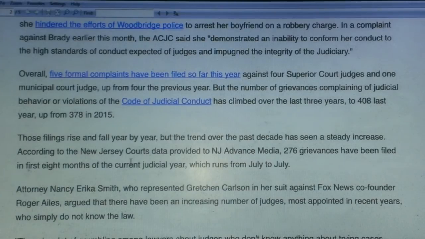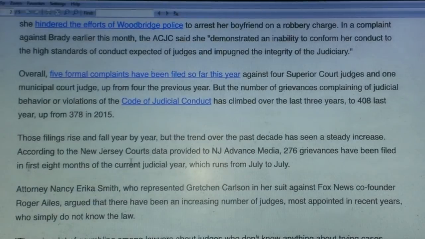It says right here, the trend over the past decade has seen a steady increase. According to New Jersey courts data provided to New Jersey Advanced Media, 276 grievances have been filed in the first 8 months of the current judicial year, which runs from July to July. That's a lot of grievances.